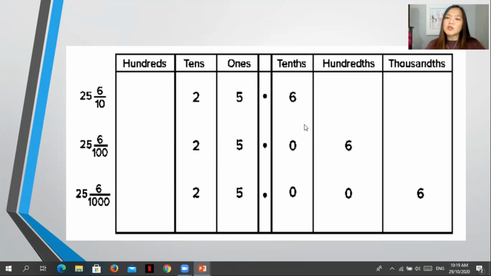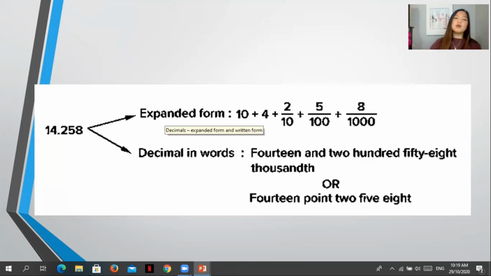Also, in here, thousandths. Diba? 6 over 1,000, so you have to put zeros on the other place values of the decimal point. By the way, this one now is read as 14 and 258 thousandths. But, for us to identify clearly the decimal, let's just say 14.258. Mas madali, no?